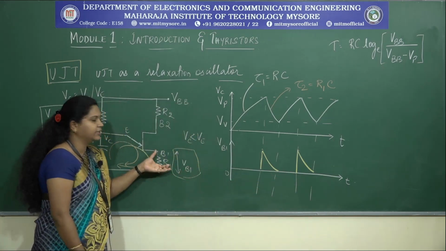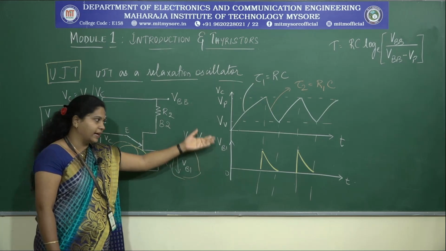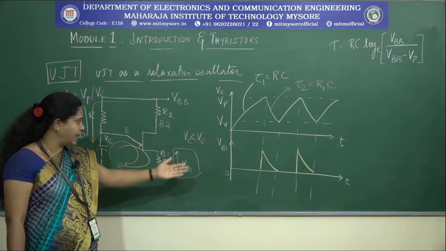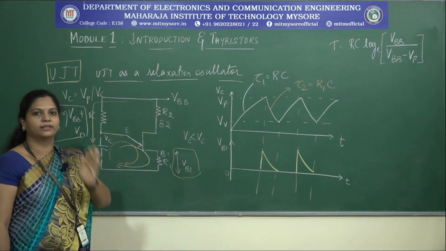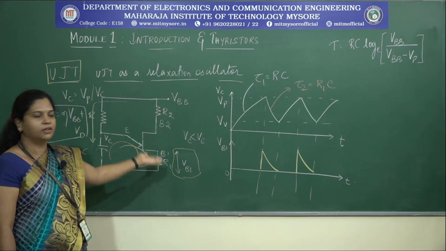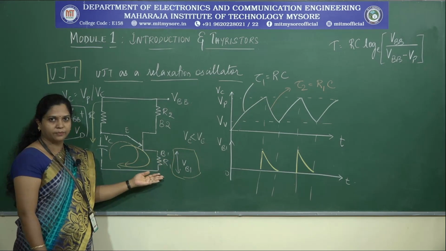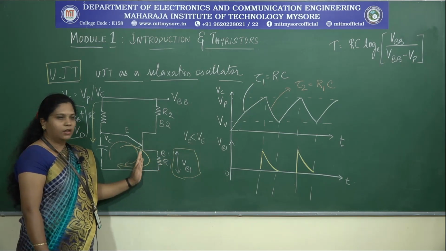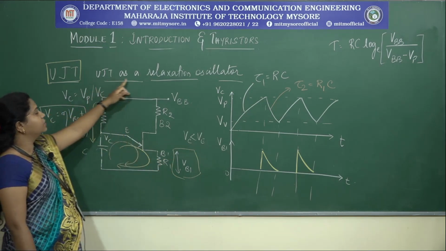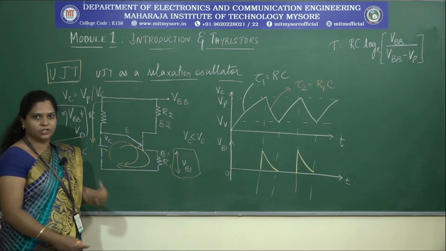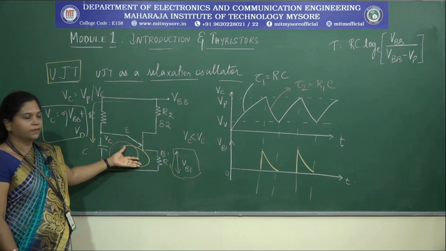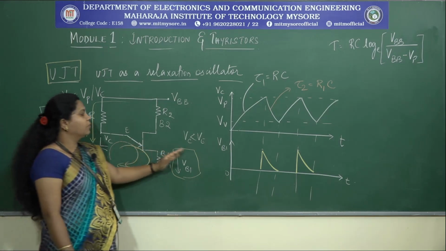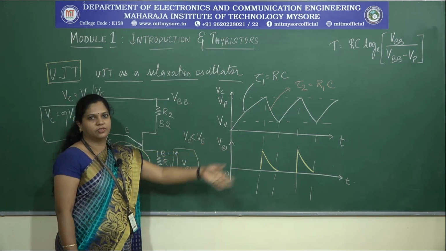Now, when this is connected to the gate of the thyristor or gate of the triac, these pulses are available to trigger the gate of the thyristor or gate of the triac. I hope you have understood how this UJT is working as a relaxation oscillator. Now, when this process keeps on repeating, there will be a pulse generated.